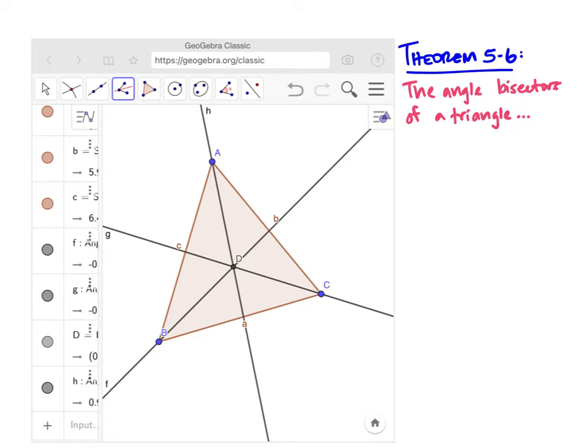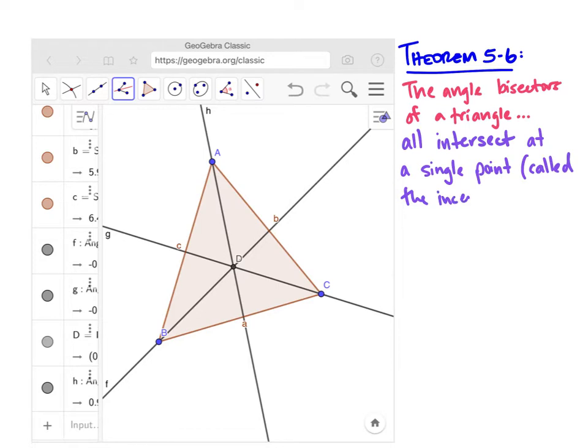And that takes us to Theorem 5-6. Theorem 5-6 says the angle bisectors of a triangle, and we'll go ahead and finish that, the angle bisectors of a triangle all intersect. There will be three of those angle bisectors, since there's three angles, all intersect at a single point. That point is called the incenter. And that point has a special quality to it. Much like the circumcenter had a special quality, the incenter also has a special quality.